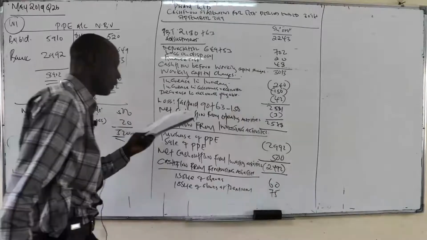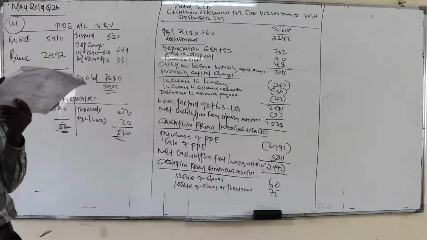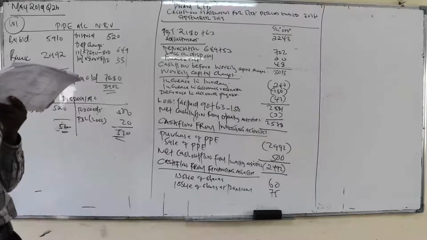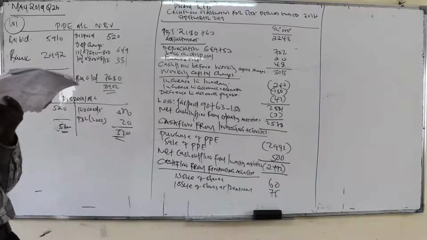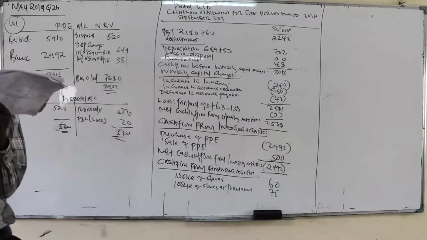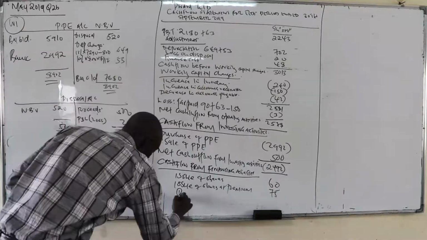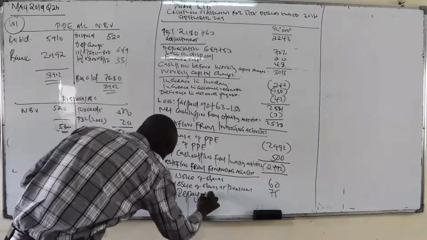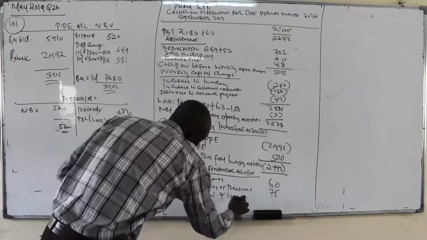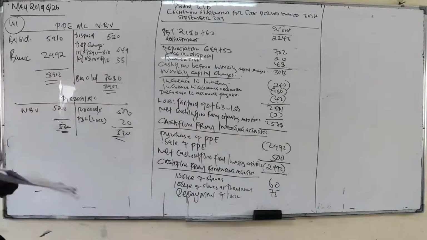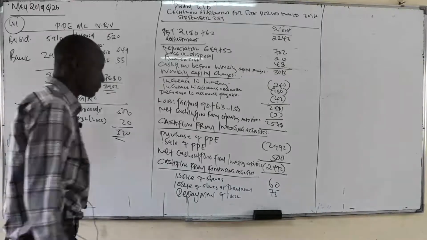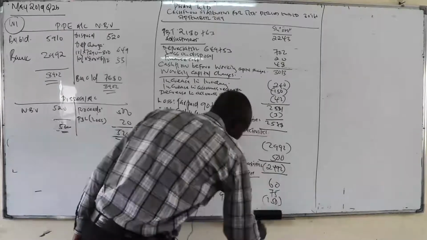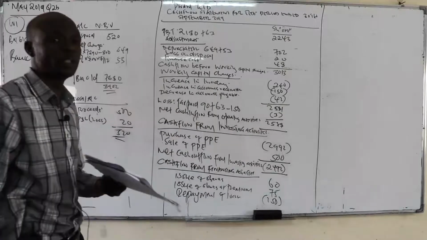And then we check the loan. The opening balance was... so repayment of loan. How much is it? Repayment of loan, 2,400 minus 2,250. That is an inflow. And then you're going to determine the dividend that was paid.